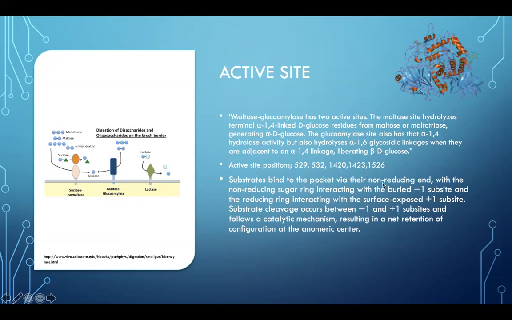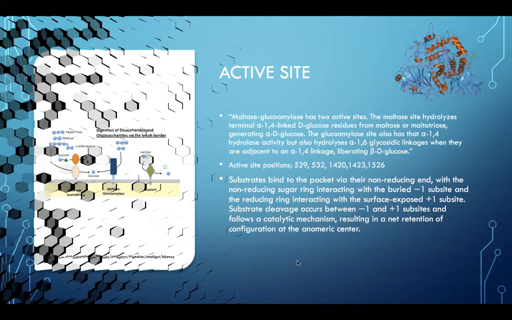Now we can note some of how this actually works. We can see the substrates will bind to the pocket via their non-reducing end, with a non-reducing sugar ring interacting with the buried -1 subsite and the reducing ring interacting with the surface exposed +1 subsite. Substrate cleavage occurs between -1 and +1 subsites and follows a catalytic mechanism, resulting in a net retention of configuration at the anomeric center. And to the left, we can see a little diagram of how this all works with the active sites.